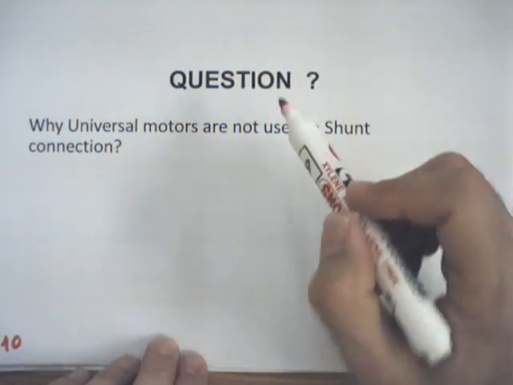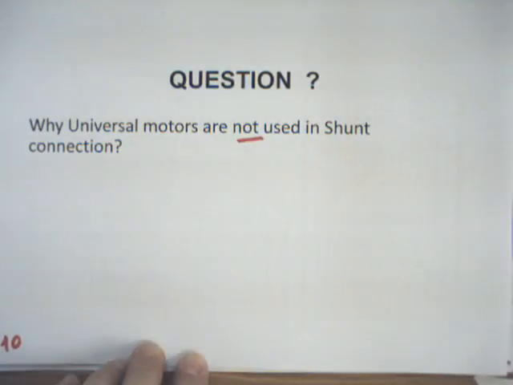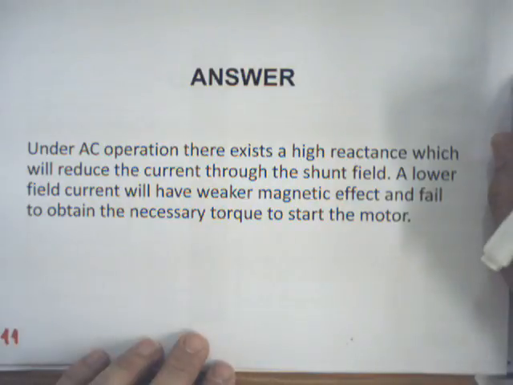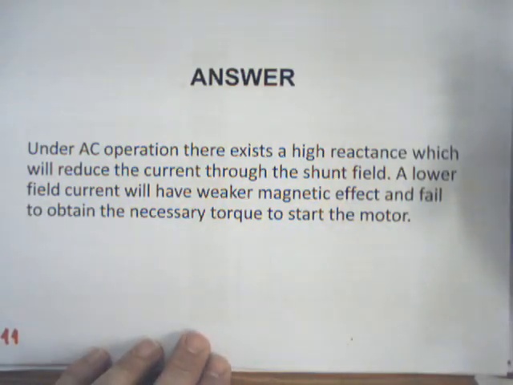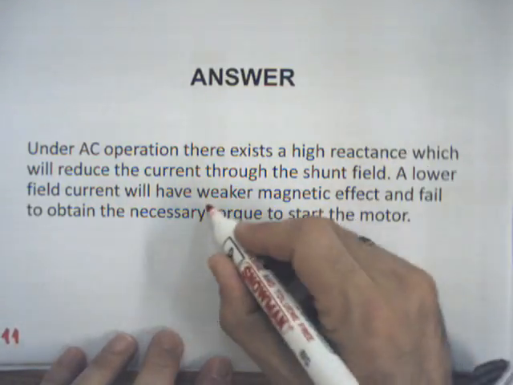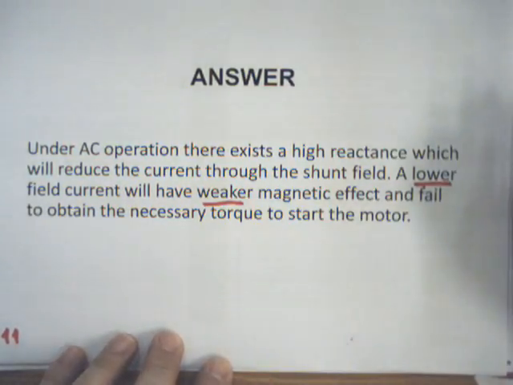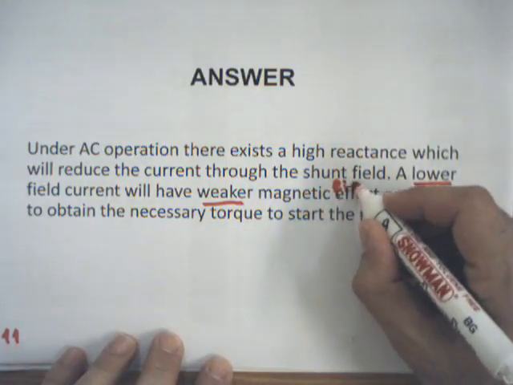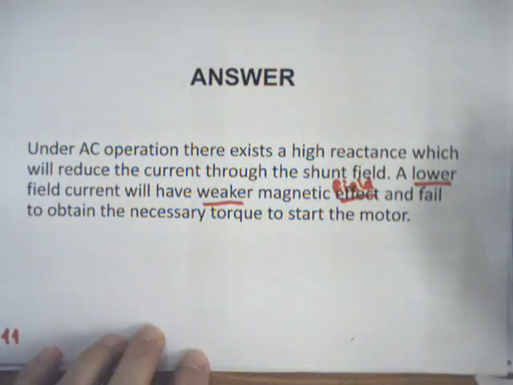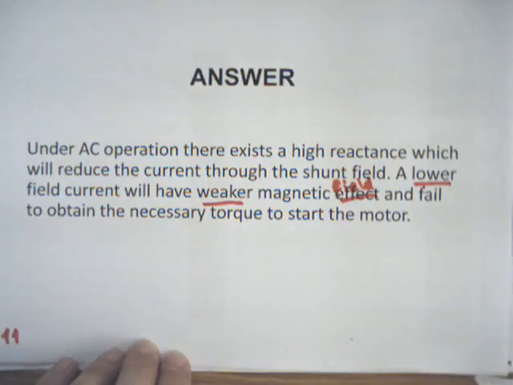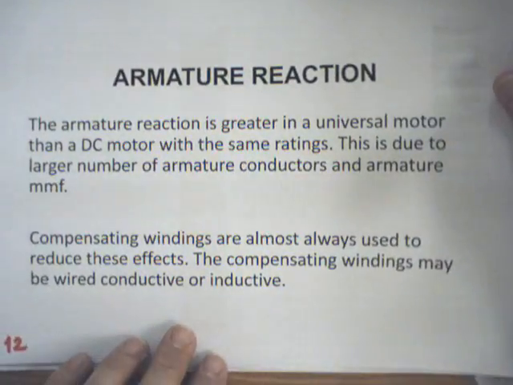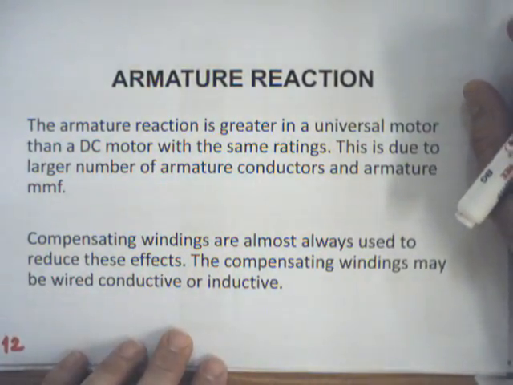So why are universal motors not used in shunt connection? A question may arise. The answer is, under AC operation, there exists a high reactance which will reduce the current through the shunt field. A lower field current will have a weaker magnetic field and fail to obtain the necessary torque to start the motor. So in order to start or apply high torque, we use a series motor or universal motor.